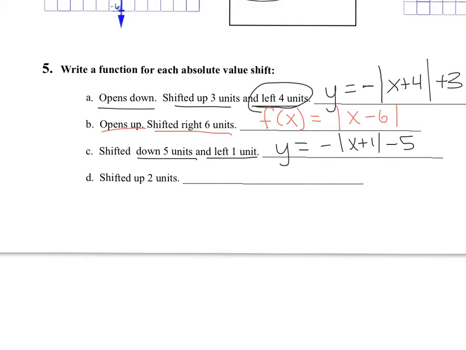And then the last one, it's shifted up 2 units. It doesn't specify whether it's opening up or down, so I'm going to leave it like this and just make it positive. So it's y equals the absolute value of x plus 2, and the 2 for the shift up needs to be on the outside.